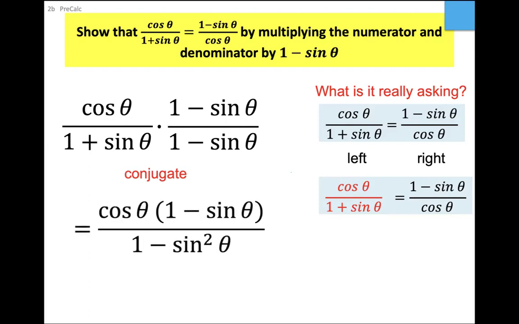All right, so if we do that, on the top, notice I didn't distribute the cosine theta, but on the bottom, I did that multiplication. Sine times sine is sine squared. So this is 1 plus sine theta times 1 minus sine theta. Turns into a quadratic. Middle terms drop because it's 1 plus and 1 minus. And so we're left with 1 minus sine squared theta.